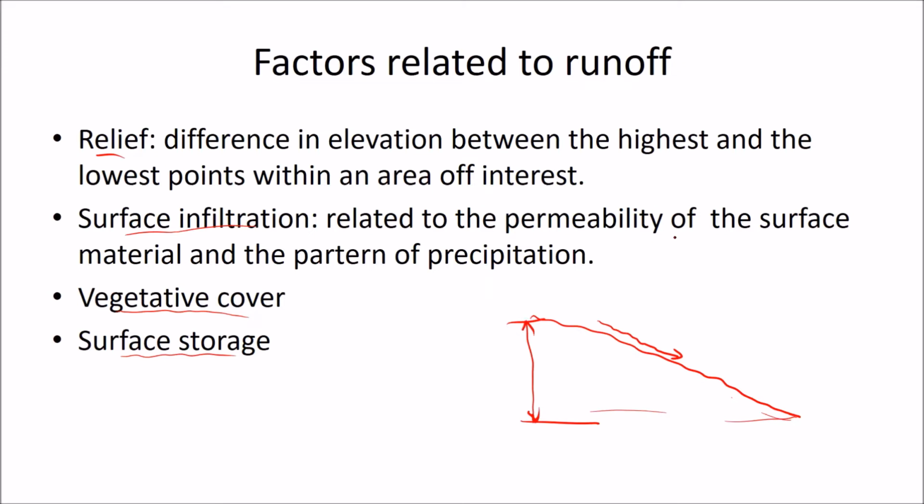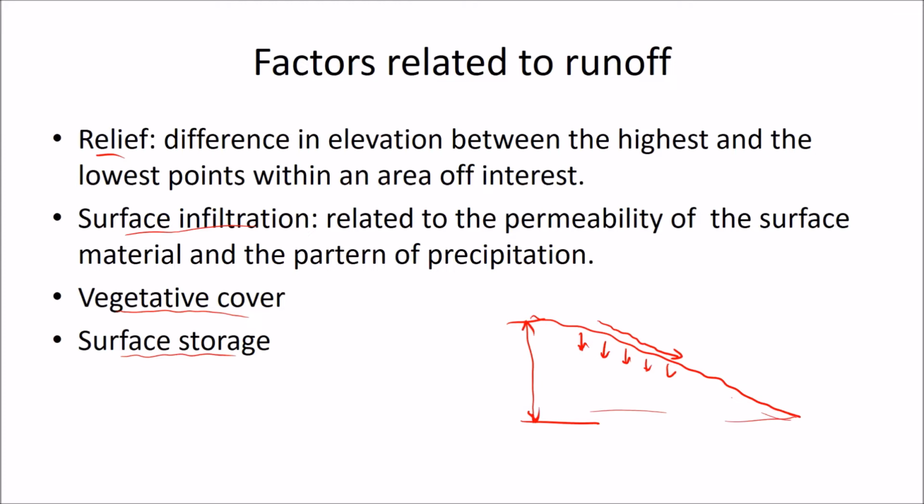So the higher the relief, the larger the runoff will be. We will have more runoff, and the velocity will be higher. Then there is the surface infiltration, how the water comes into the soil. When there is a tree or when there is no tree, the infiltration can be different, or the speed of flow can be different.